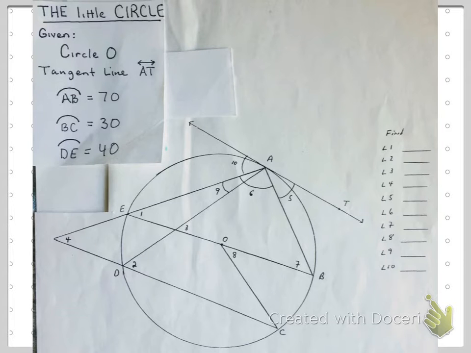The purpose of this assignment is to review the 4 types of angles that can be formed when a line or a segment intersects with a circle. We're going to review these 4 types of angles by taking a look at the correct answers to the little circle assignment.